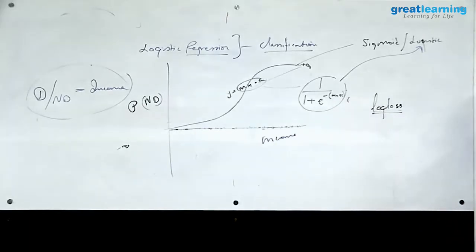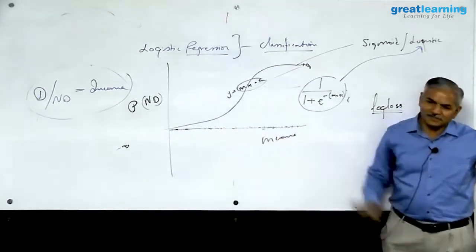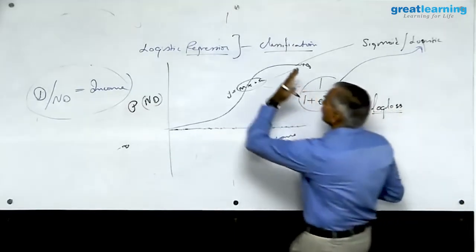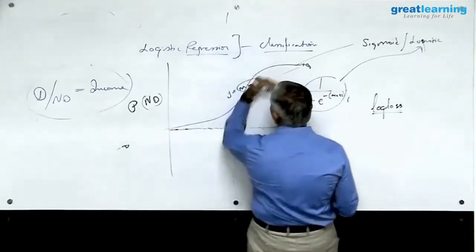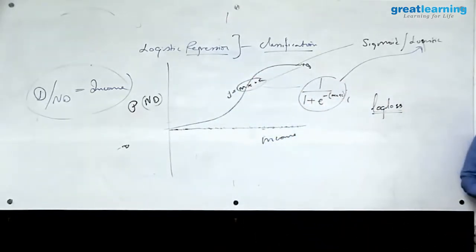It looks for the right line, which when converted into S curve will minimize the overall misclassifications. The objective is to minimize misclassifications. To minimize misclassification, it has to find out what line is the best line, which when I convert into the S curve will minimize my misclassifications. That function is called Logloss function.